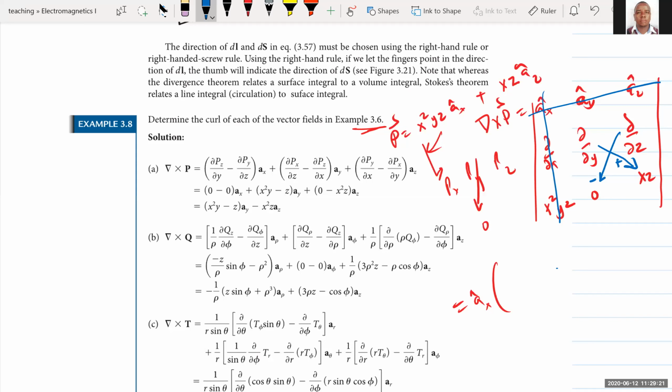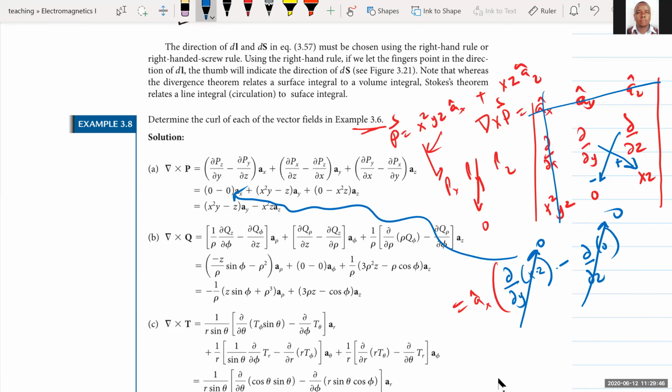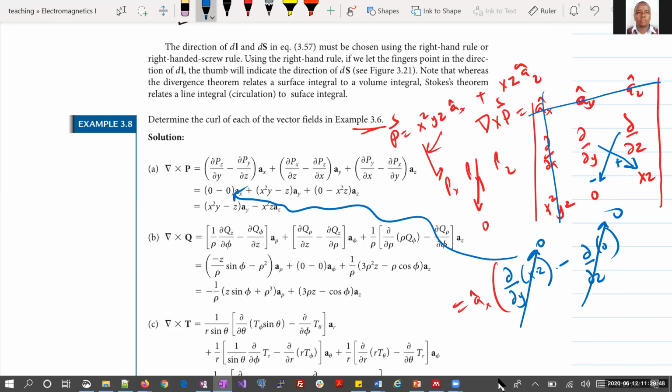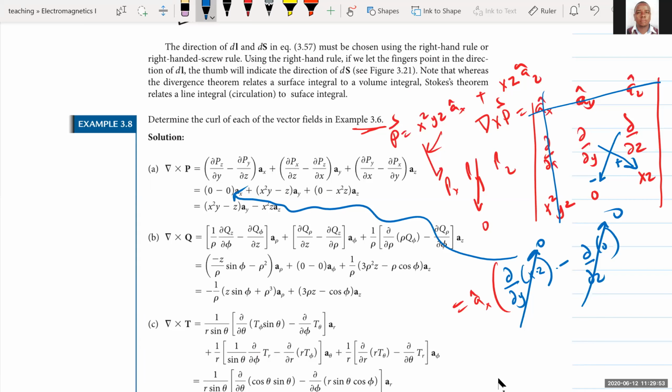You have d/dy of xz minus d/dz of 0. And this gives us a 0, and this gives us a 0, as you can see there. So that is the idea. I don't have to go through the entire process. That is how we do it. And therefore, 0 minus 0 becomes a 0. The others are going to give you that, and the others will give you that.